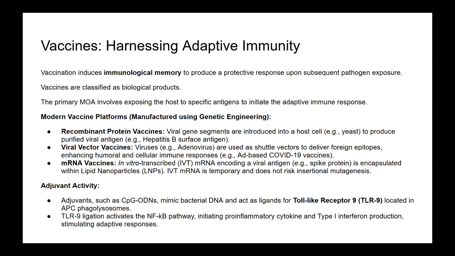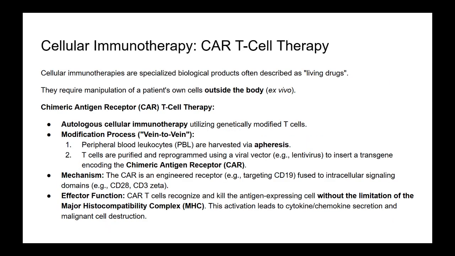Now, for the ultimate personalized living drugs, CAR T-cell therapy. This is where we're truly using engineered cells as the therapeutic agent. Absolutely. CAR T-cell therapy represents autologous cellular immunotherapy. Autologous meaning the therapy is derived from the patient's own cells. Describe the process. It sounds incredibly complex. It's often called vein-to-vein. It is complex, and vein-to-vein captures it well.